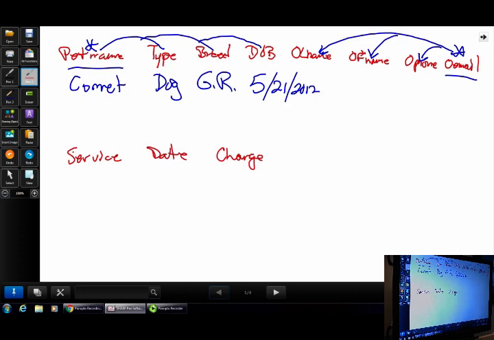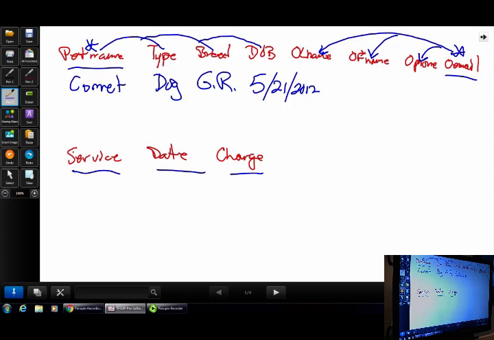Yeah, so we have just service date and charge, and we're going to figure out how. This is probably the only thing we have left to break into another table. Now, if there's a service that the vet provides, who else is involved? The owner. He's going to pay. And the dog or the cat or whatever animal is involved.